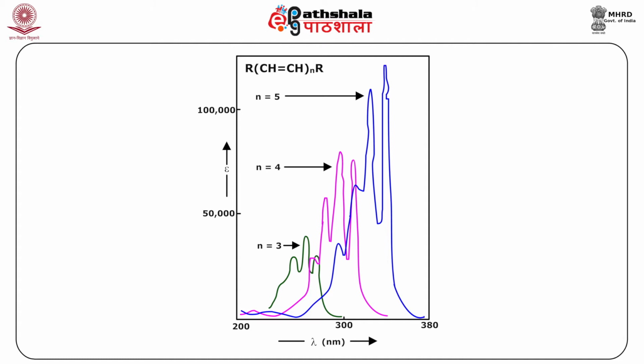Now, it is noteworthy here that the conjugation of two chromophores not only increases the lambda max, but also increases the intensity, or we can say the molar absorptivity. This effect of conjugation can be shown by the spectra of polyenes, which can be depicted by the general formula CH3-(CH=CH)n-CH3, where n is 3, 4 or 5.